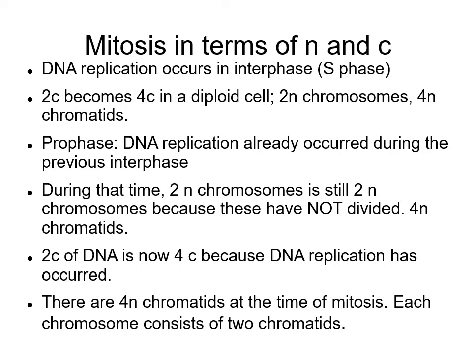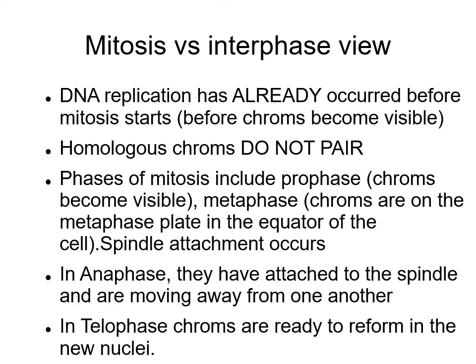Okay, so then we start into the actual mitotic divisions. Remember, DNA replication has already occurred before mitosis. The homologous chromosomes do not pair. Now, you don't need to know the names of the phases of mitosis. I'll say them here. It's not that important to know these, but it's important to know that when the chromosomes then separate from each other, the sister chromatids separate from each other, and that's going to give rise to the two new daughter cells.